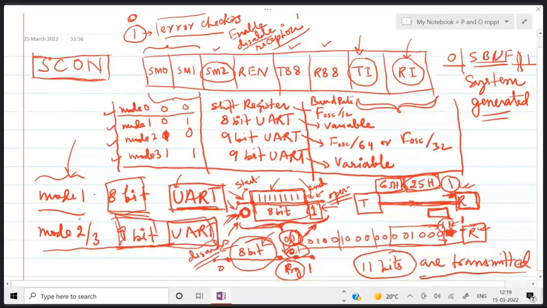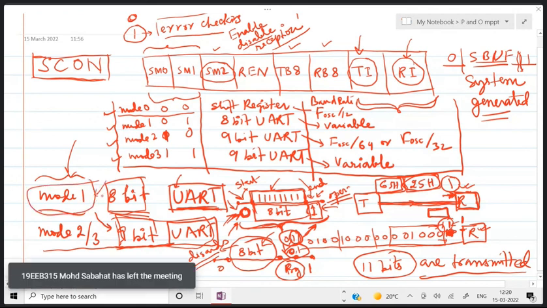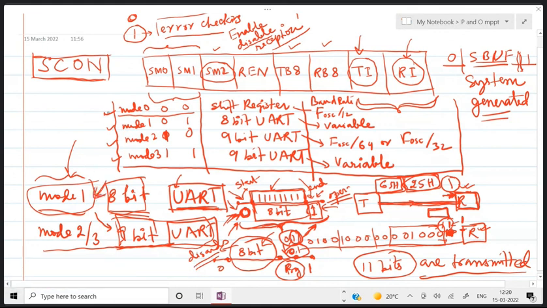Normally, in the programs that you will do, you won't use this 9-bit UART. Normally we go for mode 1, which is an 8-bit UART. Is it fine? Now remaining is your mode 0.